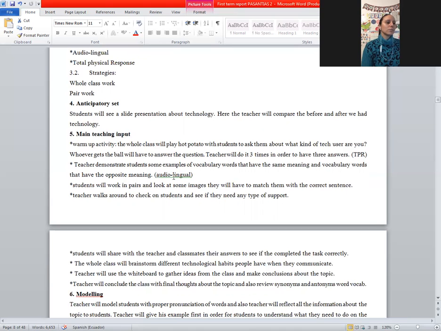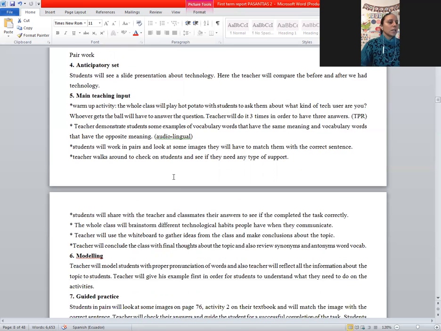After this, students will hear and look at some images. They will have to match them with the correct sentence. And here I'm going to be checking on the students to see if they need some sort of help looking at the images. They will need to match them correctly, and I'm going to be checking and walking around in case they need more support.